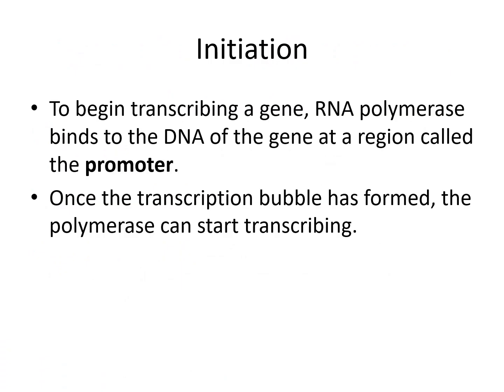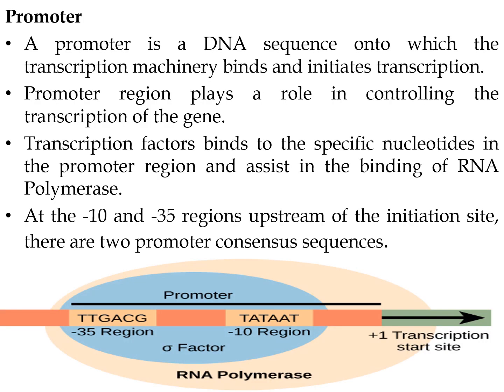Initiation is nothing but beginning the transcription of a gene. The RNA polymerase binds to the DNA of a gene at a region called the promoter. Before the initiation process, you must know what a promoter is. A promoter is a DNA sequence onto which the transcription machinery binds and initiates the transcription. Here the transcription machinery is RNA polymerase. This promoter region plays a very important role in controlling the transcription of the gene. Without the promoter, there is no transcription.